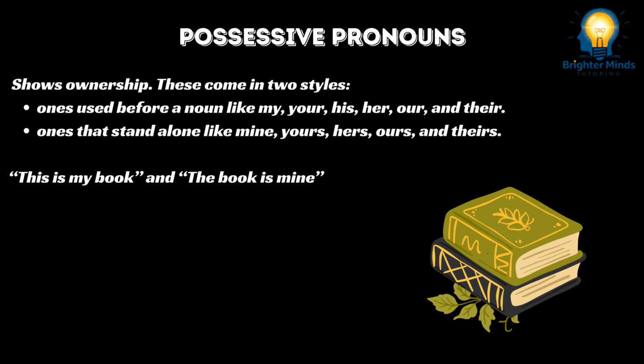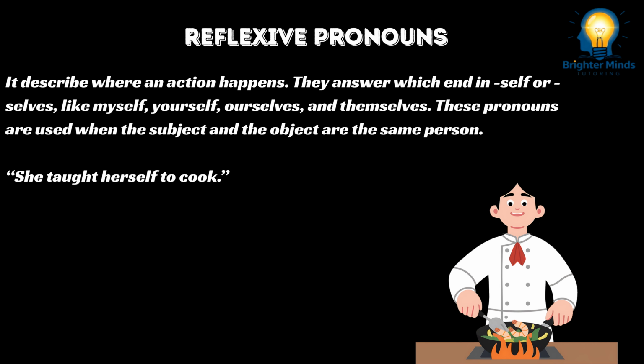Next, we have possessive pronouns, which show ownership. These come in two styles. One used before a noun like my, your, his, her, our, and their, and one that stands alone like mine, yours, hers, ours, and theirs. For example, this is my book, and the book is mine. Both show possession.